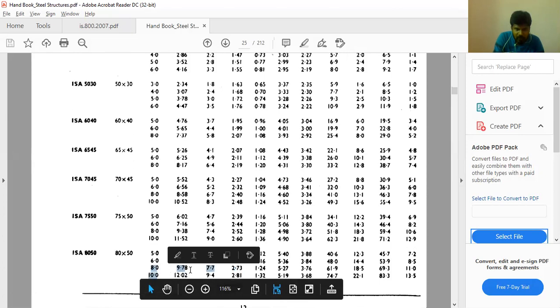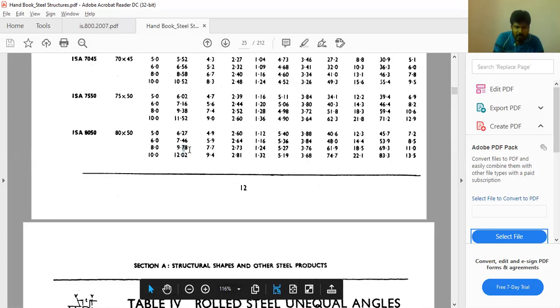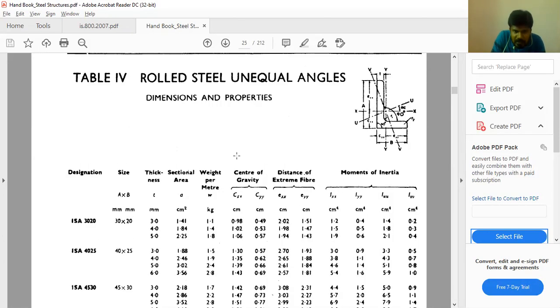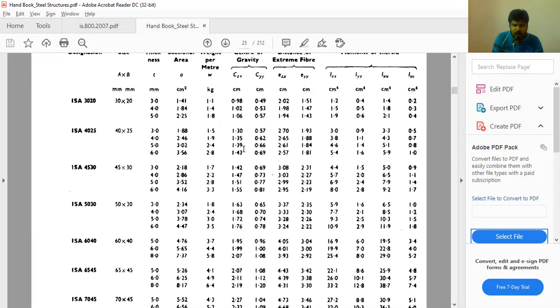Now for that, what is the area? So area in centimeter square is equal to 9.78. So in mm squared it is 978 mm squared. Next, C_zz value we also need, which is nothing but the centroid of the section. That is 2.73 centimeters, which is nothing but 27.3 mm. So let us move on to the problem.